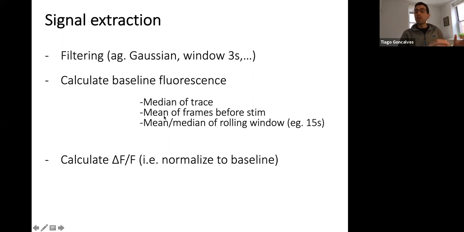Sometimes you take a mean of frames before stimulation and after stimulation, if you know you're expecting a signal at a certain time, for example when you present the mouse with an odorant, or when you flick its whisker. And then also a mean or a median of a rolling window, in case you just have a mouse running around and you want to look at activity that is not constrained by a specified stimulus. You do this rolling window, for example 15 seconds, and either the mean or the median will be your baseline. And then you calculate what's called the delta F over F. That is, you normalize your activity to the baseline.